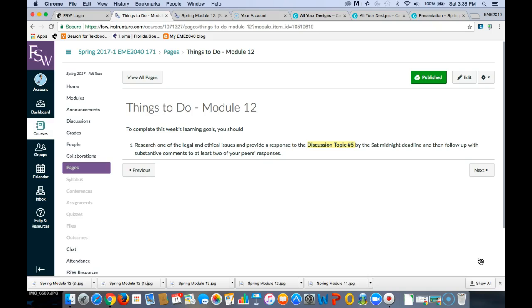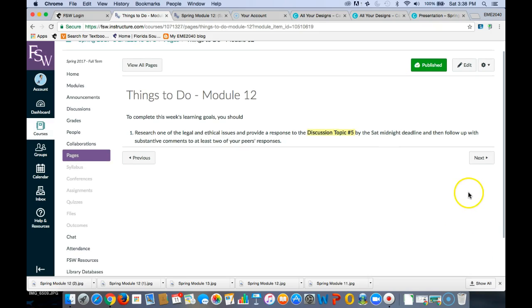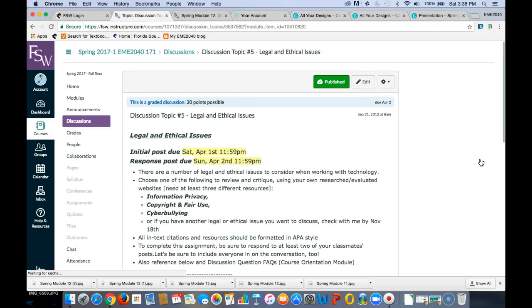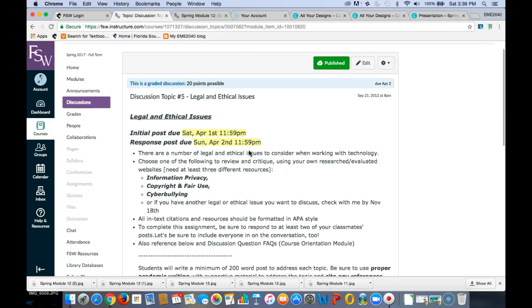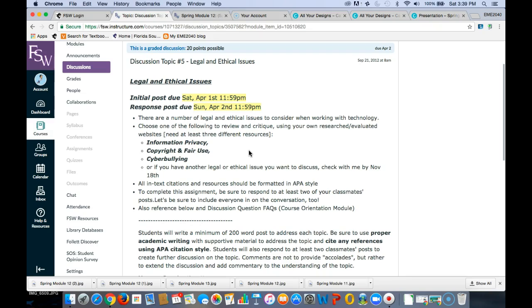The focus is to provide documented information and use resources, and then provide those comments to at least two of your classmates' responses. Also, remember that when you do any discussion topic, it needs to be submitted for your initial post to avoid any late point deductions on the Saturday night, which in this case is April 1st. And then you have till Sunday night to make comments to others.